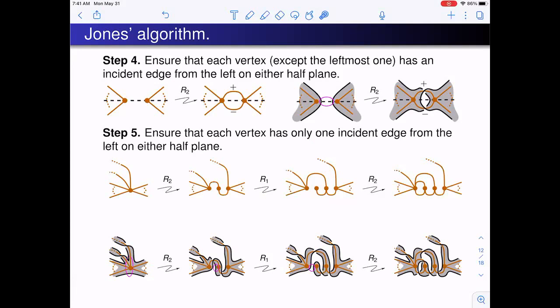And the last step of the algorithm will be, what if I have multiple edges to the left, not just a single one, but several of those, two, for example.